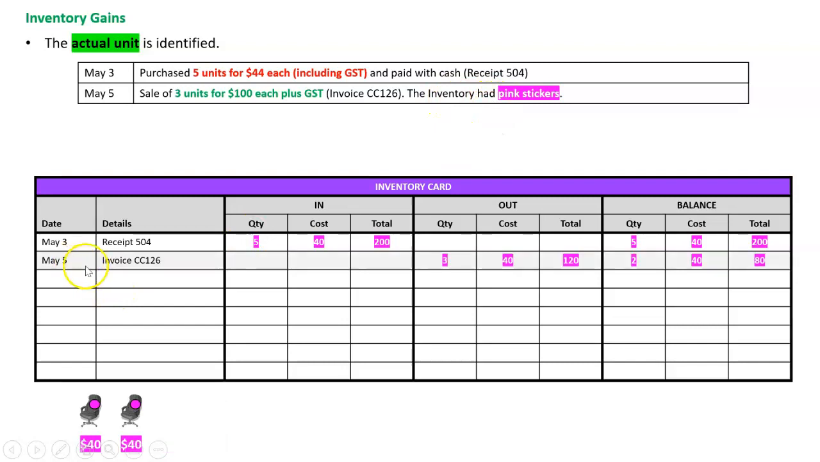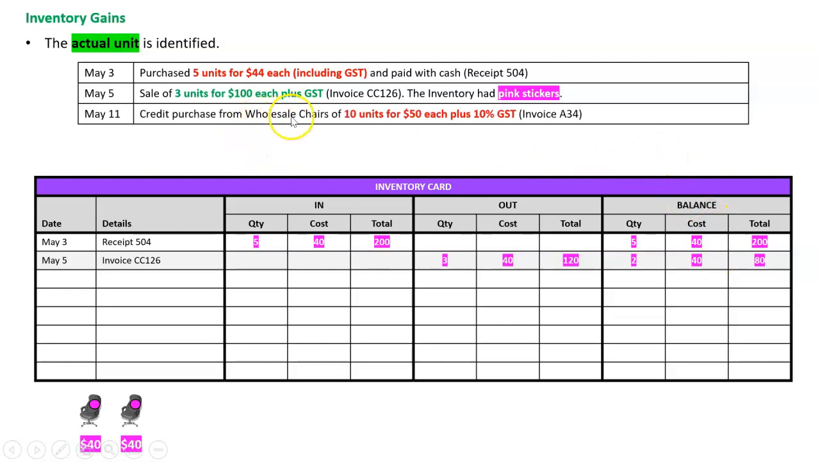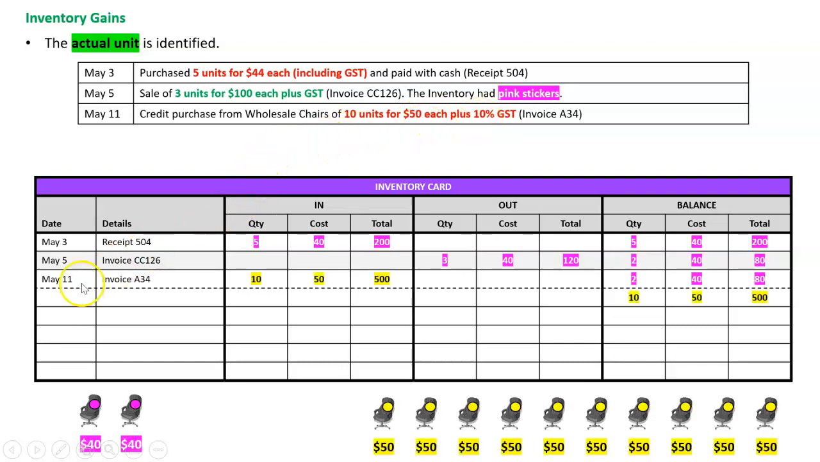So I put the date. I put the document number. I'm going to say it's 3 units out at $40. And that leaves me with 2 units here at $40 each for a total of $80. Then we purchased from wholesale chairs 10 units for $50 each. So we take the GST out, and then we've got May the 11th, invoice A34. And once we get the GST out, we've got 10 units at $50 for a total of $500. So that leaves us with 2 at $40 and 10 at $50.